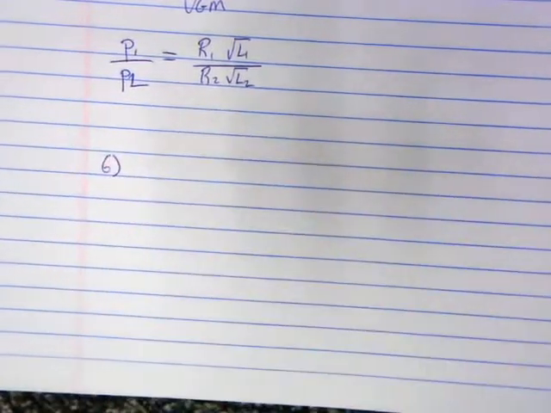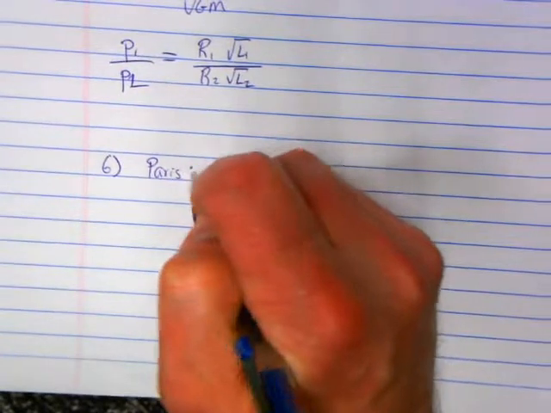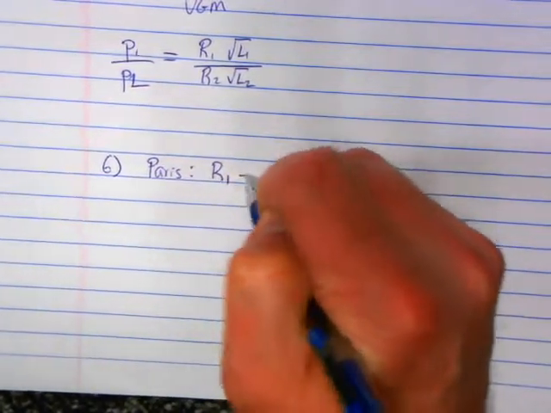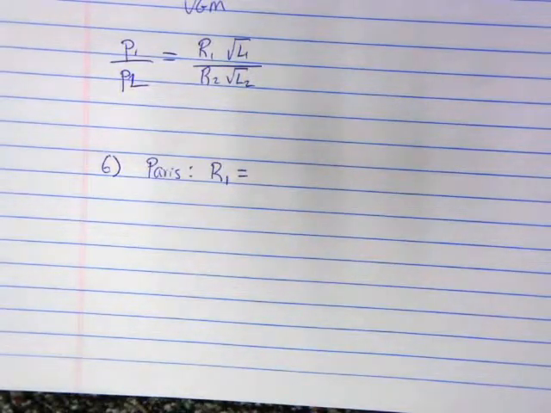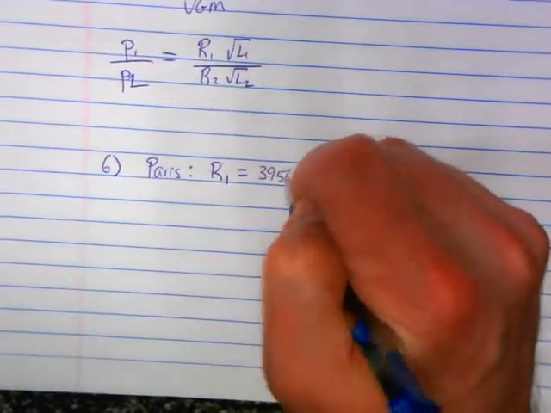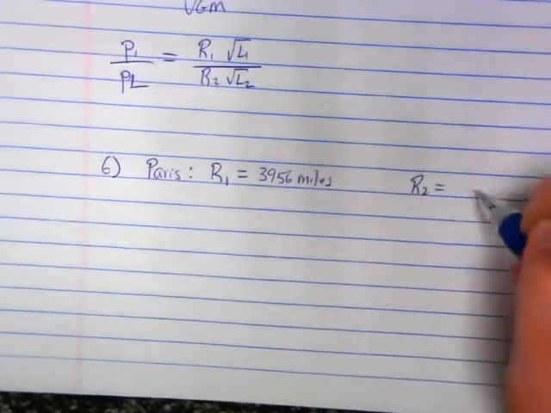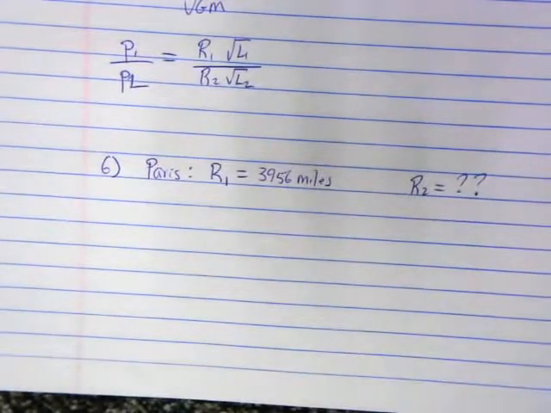Okay, so what do we know? For number 6, we know in Paris, I'll call this one R1, I guess, the radius it told me was 3,956 miles. And I'm trying to find R2, the radius at the equator.